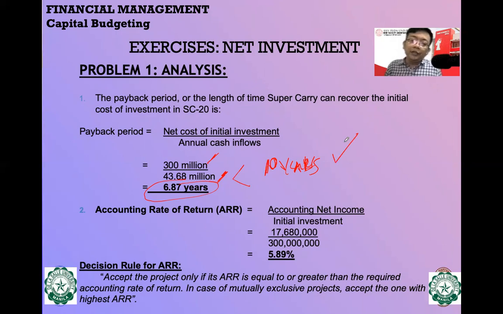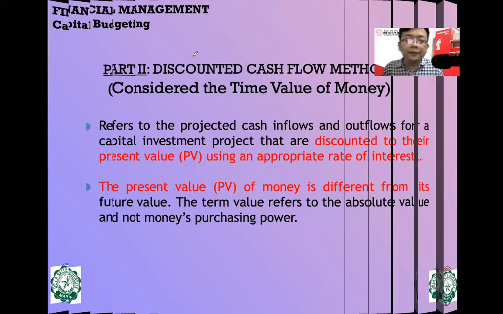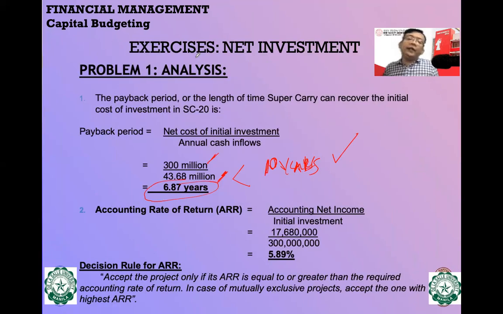ARR naman, it's the same, right? Accounting income divided by the investment. Yes, very good. So accept the project only if the ARR is equal to or greater than your required accounting rate of return. Alright. So we are done in terms of the payback and the accounting rate of return.